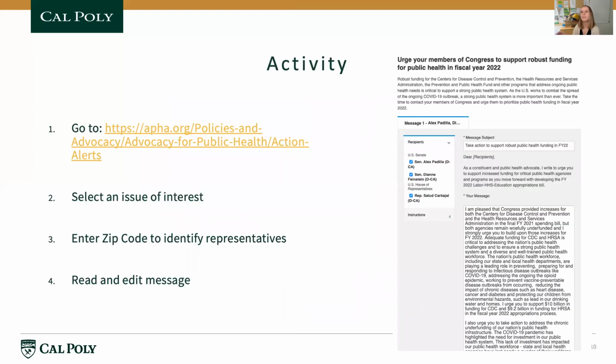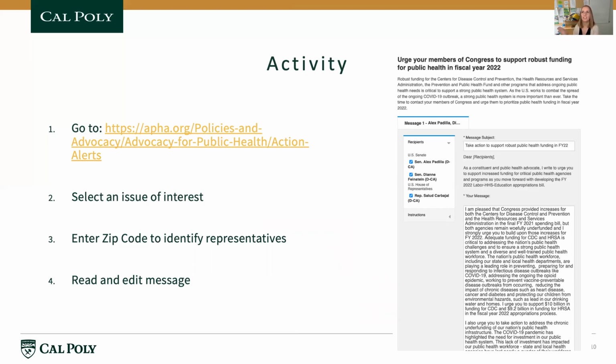So I want to do a little bit of an activity. Here's an example of a really easy way, and one of the first things I ever did in advocacy. The American Public Health Association has these action public health alerts that you can either sign up for or just pay attention to when they happen. Let me see if I can send this link.